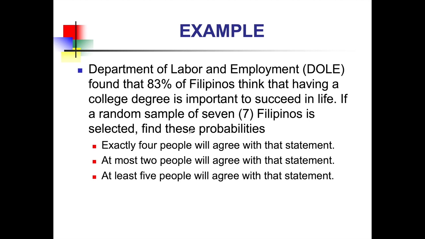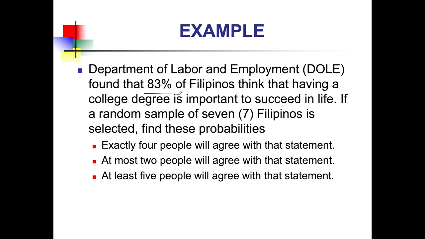So, for you to grasp the topic more, let's have another example, example number 2. For this example, we have the DOLE, or the Department of Labor and Employment. DOLE found that 83%, so take note of the first data given, 83% of Filipinos think that having a college degree is important to succeed in life. If a random sample of 7 Filipinos is selected, find these probabilities. So, it seems there was an earlier study saying that 83% of Filipinos believe a college degree is important to succeed in life. The remaining 17% say that even without a degree, it's okay. That is what the research paper says.